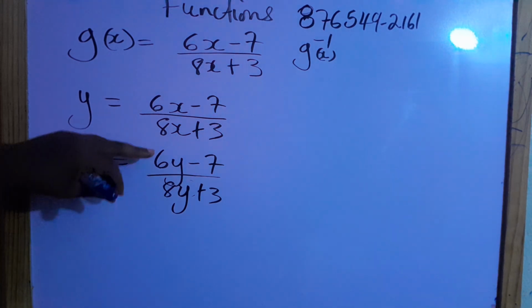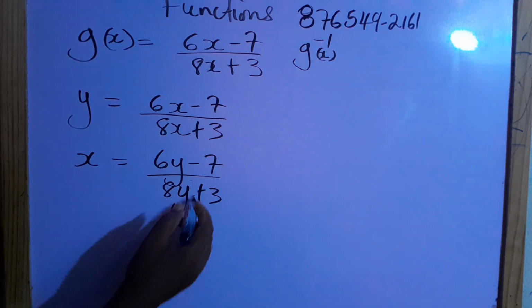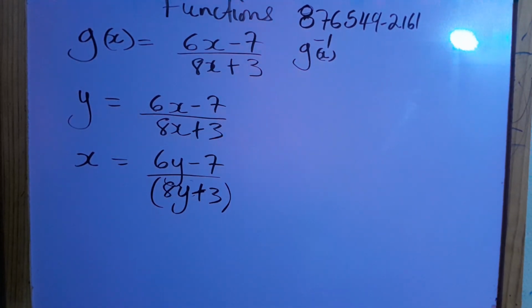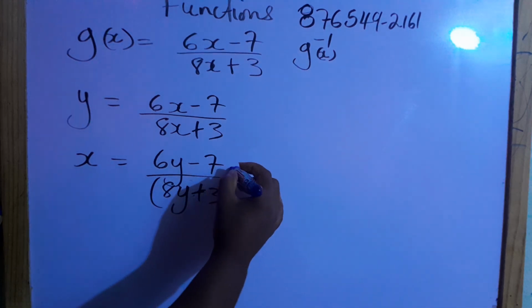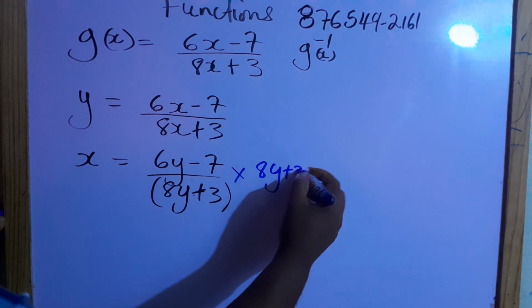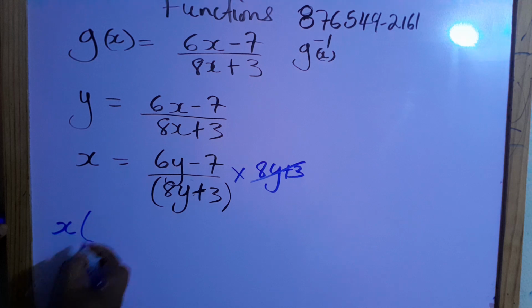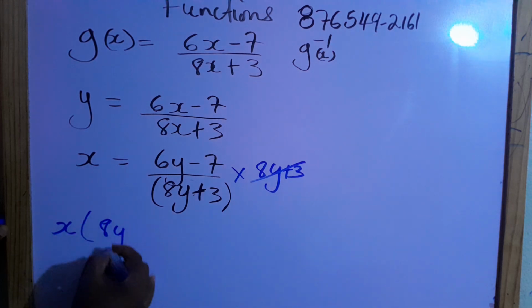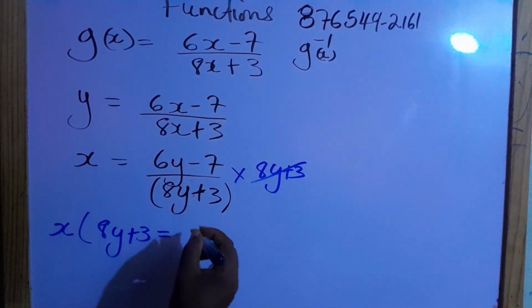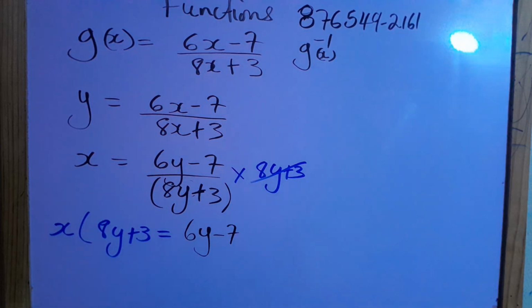If you notice, y is in the numerator, y is in the denominator. We can get rid of that very easy. But first, let us multiply by all of this. So we need to get rid of the denominator. So we multiply by 8y plus 3, it's the entire thing. And remember, whatever you do to one side, you do to the next side. So this gives us x times (8y plus 3) is equal to 6y minus 7. So that's where we are now.